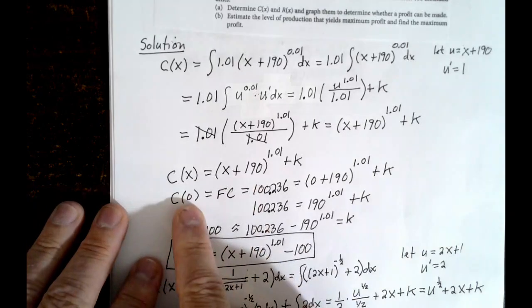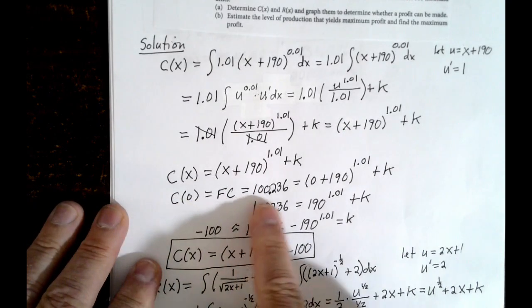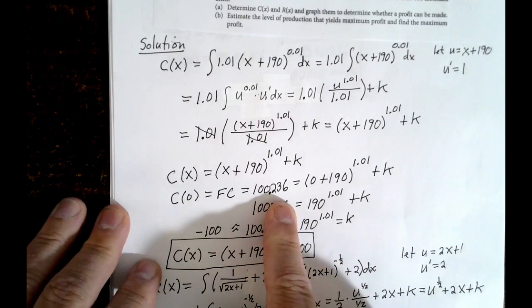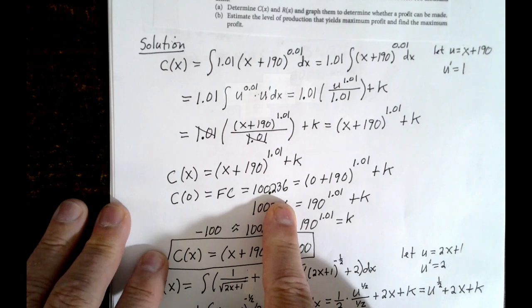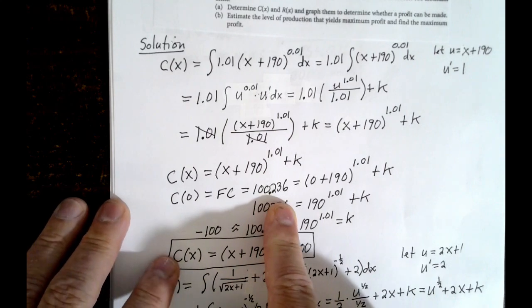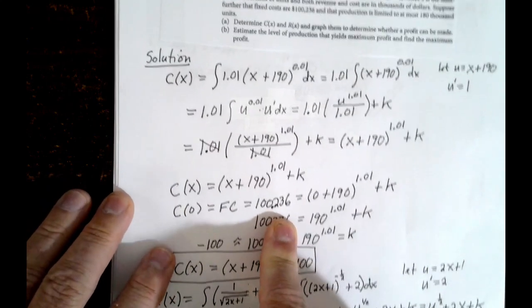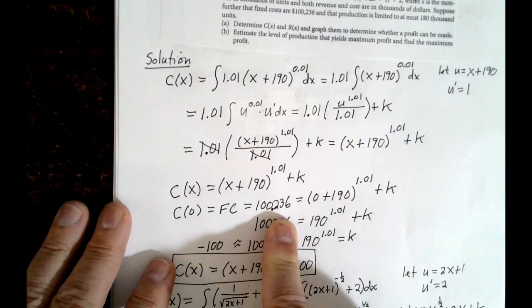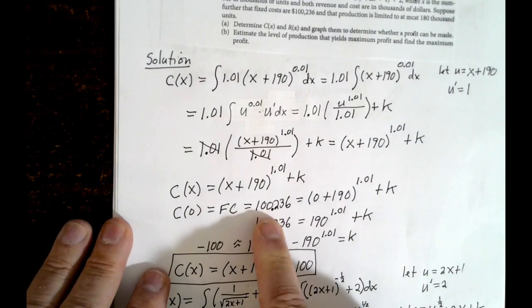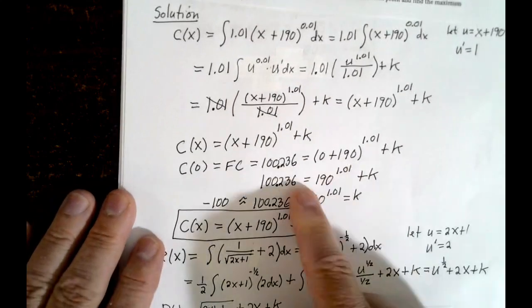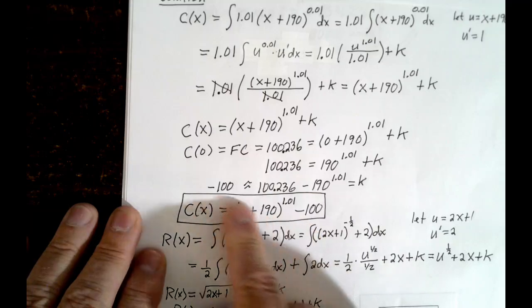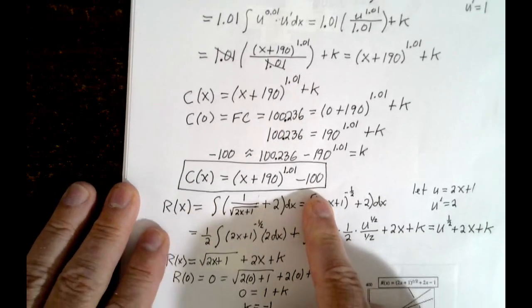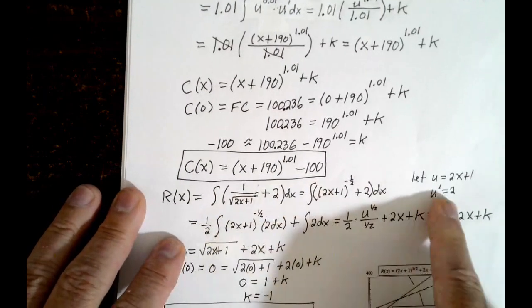We plug in 0 for x, and we know that will equal our fixed cost, which we know is 100,236. But remember, these values are in terms of hundreds of thousands. So 100,236 is really 100.236. And when you solve this, you get approximately negative 100. So that's your cost. And now you do the same thing with the revenue.